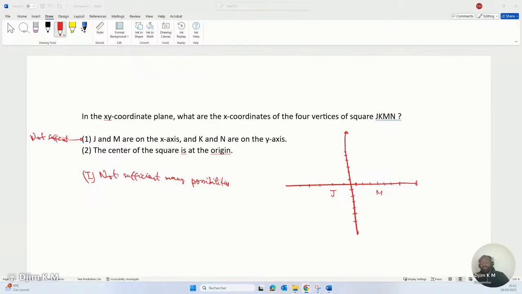Okay. For the second condition, it says the center of the square is at the origin. So the origin is this one. That's the only information it gives us. But if that is the center, we can also have multiple possibilities.